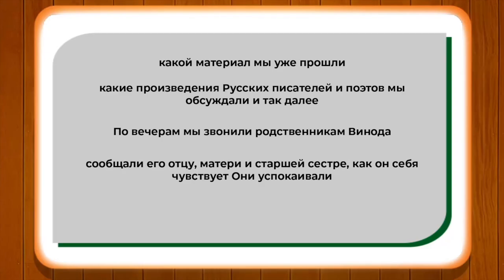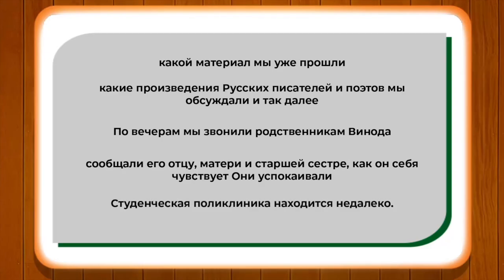Сообщали его отцу. Сообщить, сообщать кому? To inform whom? Его отцу. So, его remains его. Отец changes into отцу. Матери и старшей сестре. Как он себя чувствует? How is he feeling himself? Now let's go ahead and pay attention to the rest of the text. Они успокаивали. So they calmed him down. Успокаивать means to calm down.